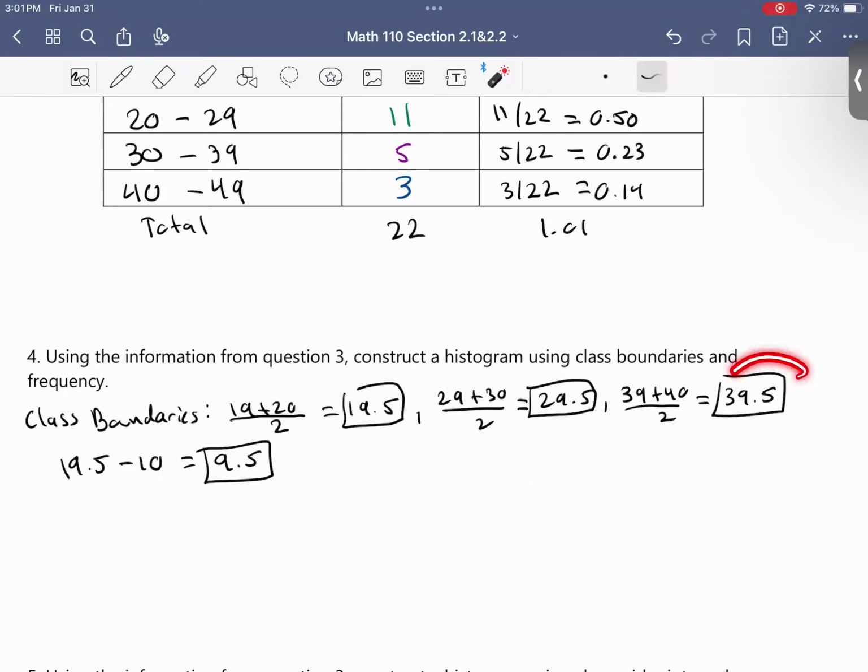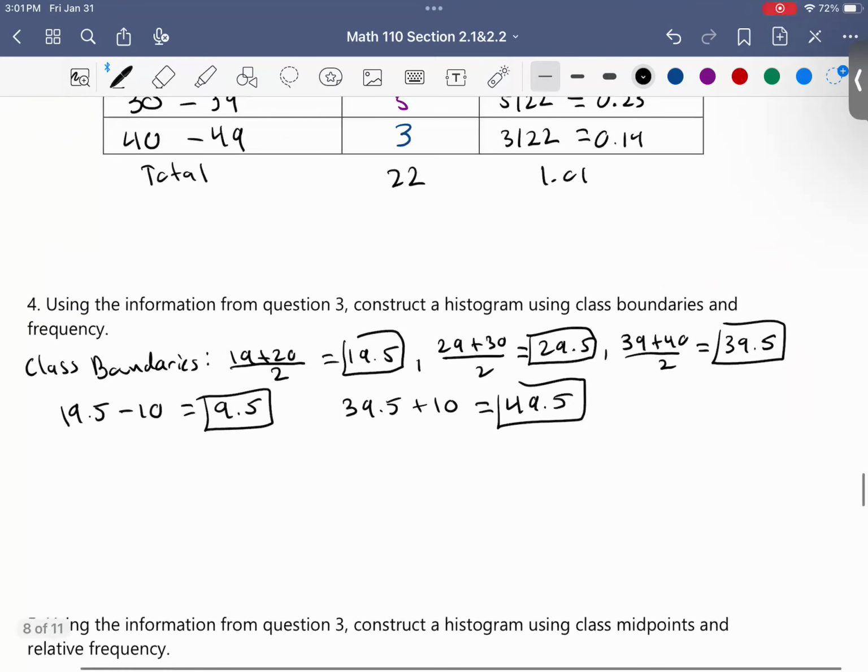And we're going to add 10 to the last boundary we found in order to get the boundary after 49. So we're going to take 39.5 and add 10 to it to get 49.5. And those are our class boundaries.